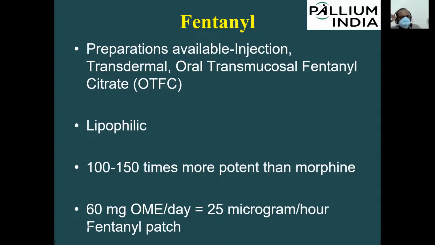And actually, fentanyl is more potent than morphine. It is 100 times more potent than morphine. That means if you give 100 milligram of morphine to a patient, you need to give only 1 milligram of fentanyl. That is what potency 100 times more potent means.